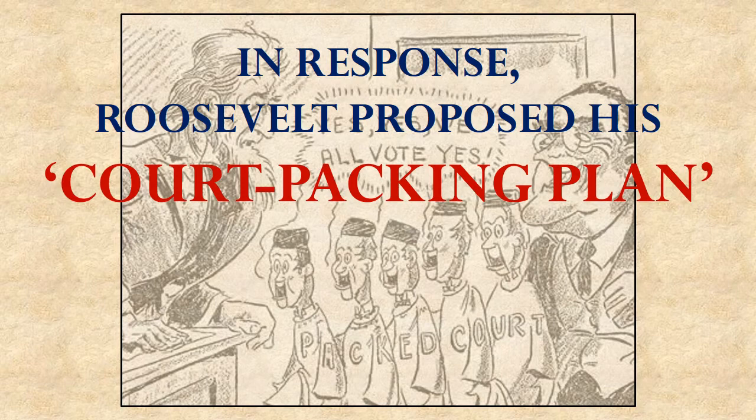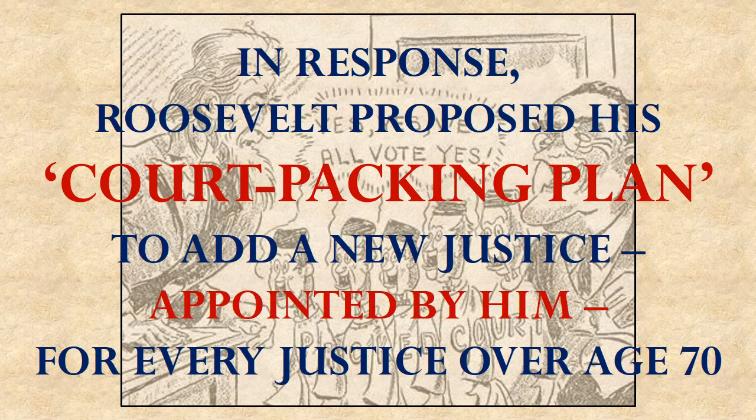He made a public announcement that he was going to try to get Congress to change the rules for how people are placed upon the Supreme Court. And he would ask them to change the rules so that he could appoint a new justice for every justice over the age of 70. Now, what that would have meant was, if his plan had been passed, he would have instantly appointed 5 new justices to the Supreme Court.